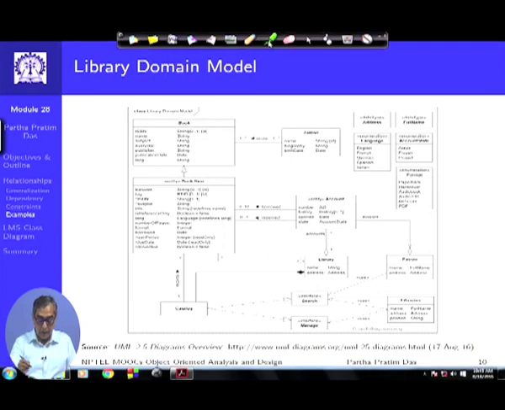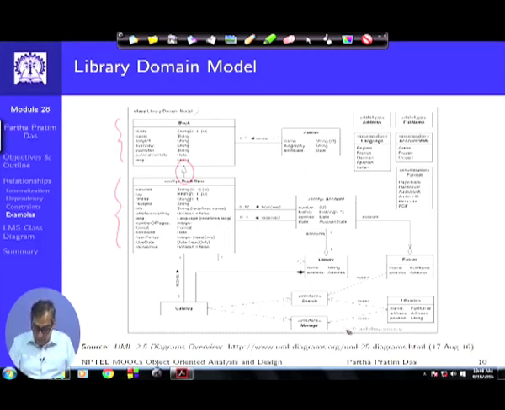So, this is just taking a look into the library domain model. We had earlier looked at this in terms of the properties. Now, we can see the various kinds of other relationships. For example, we can see a generalization relationship here, a book item is a book.